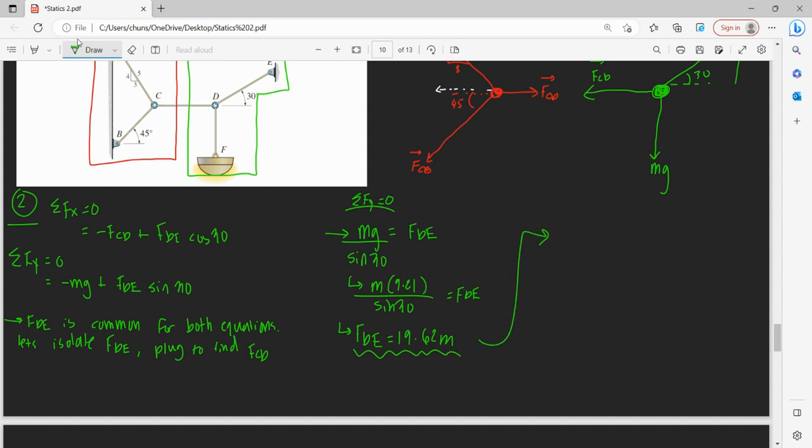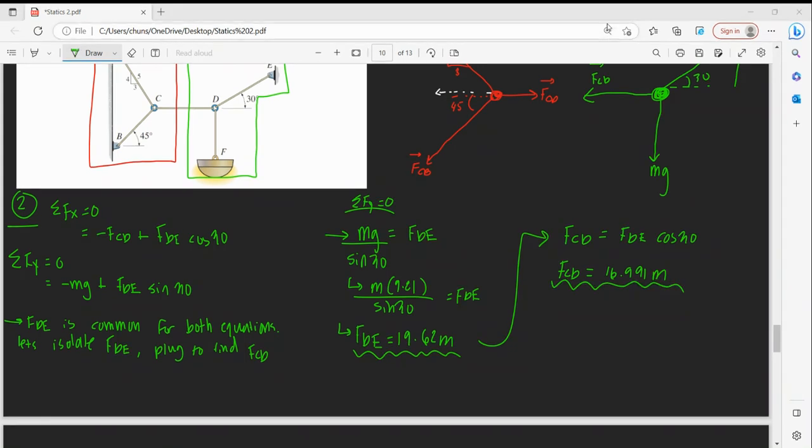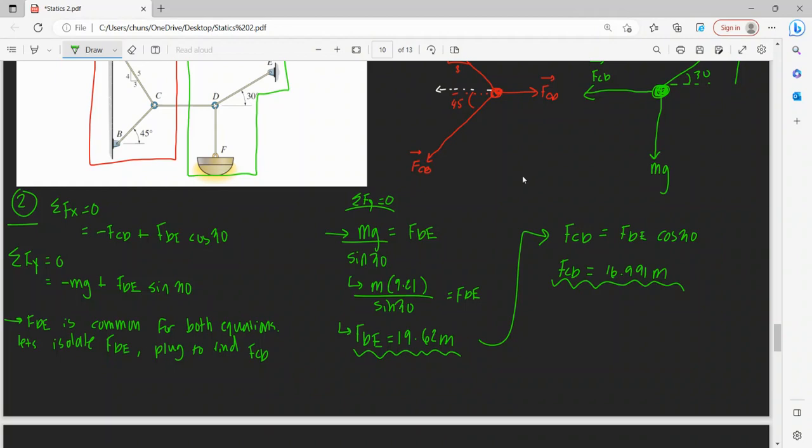And then let's plug that in for our Fx equation. So FCD is equal to FDE cos 30. So times cos 30. FCD is equal to 16.991 m. So to recap, we kept everything in terms of mass, we kept that in there. We knew that FDE was common for both equations, so we wanted to isolate for one and then plug it into the other to find FCD.